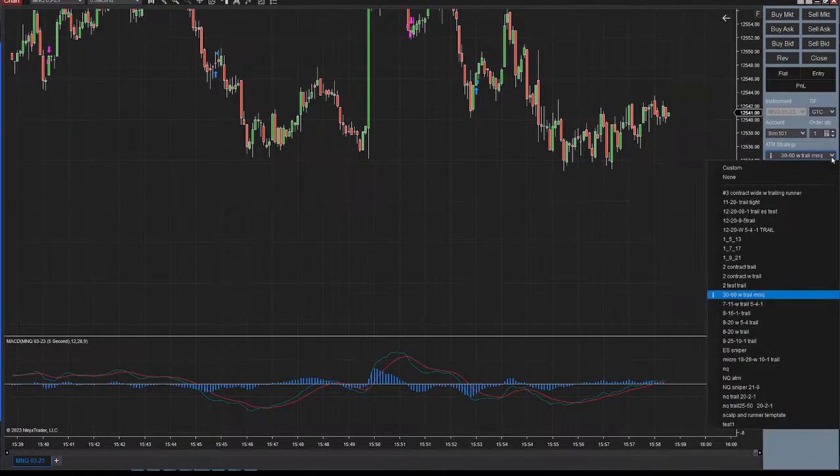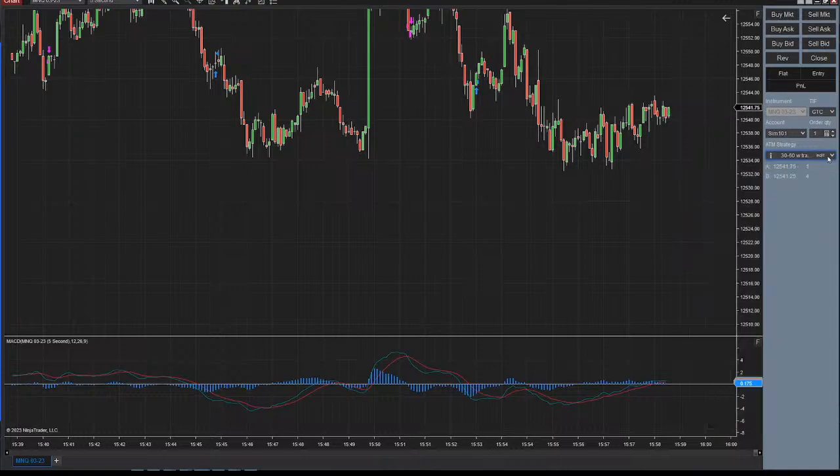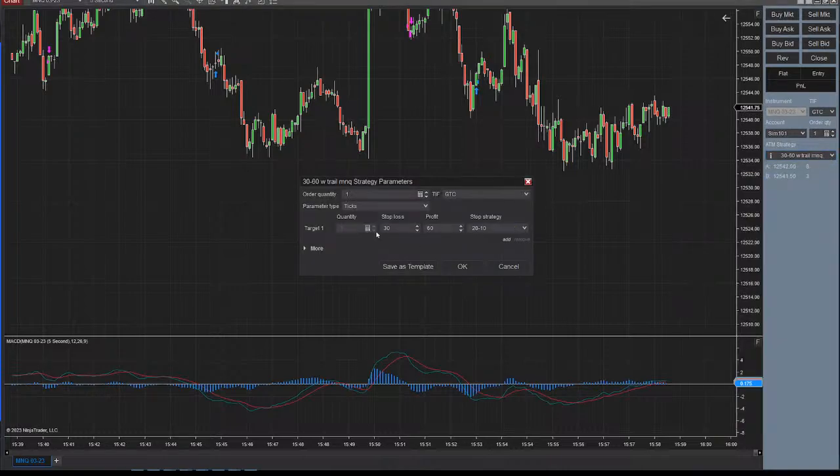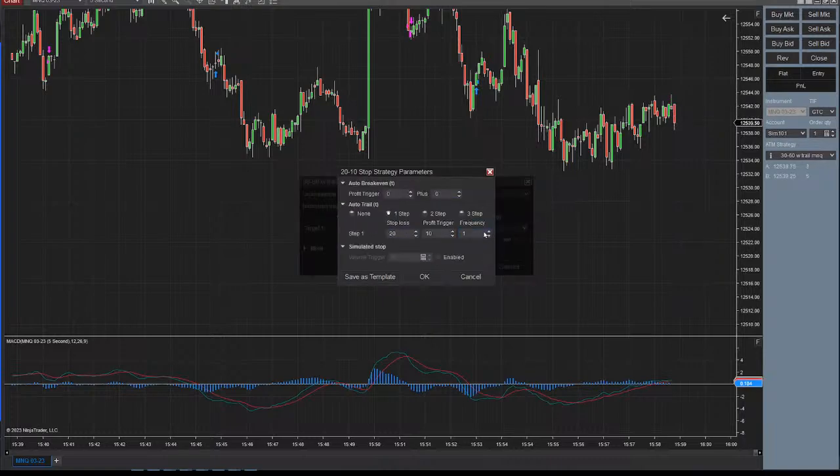Check it out. Ready? So I did a 30 stop loss, 60 profit, and a 20-10 stop. 20-10 stop is a 1-step process: 20 stop loss, 10 profit trigger at a 1 frequency. Okay? Let me know you got that.